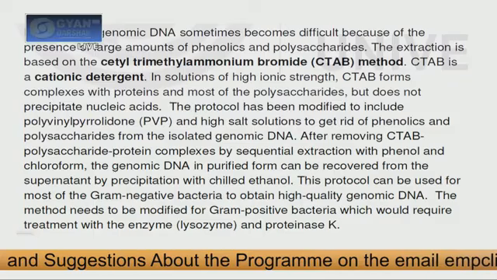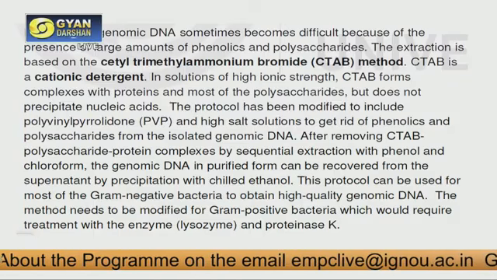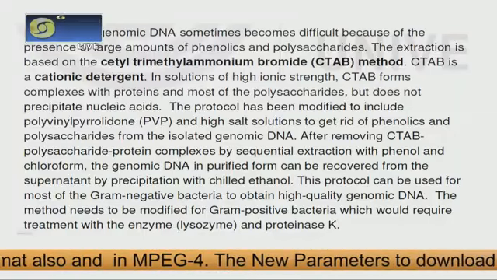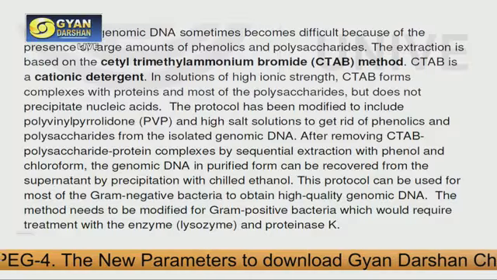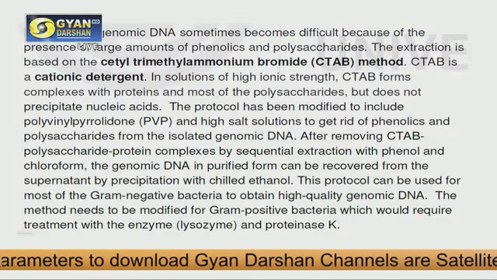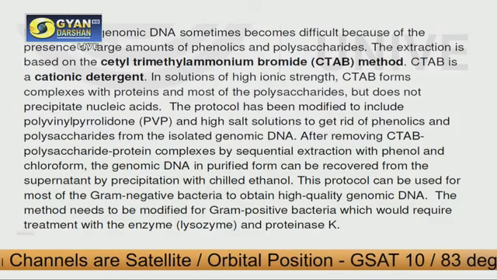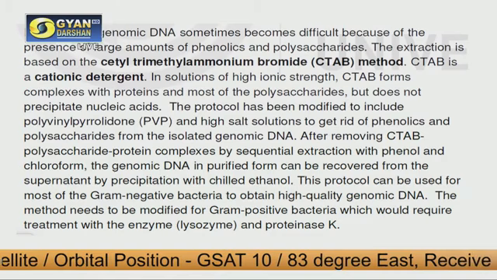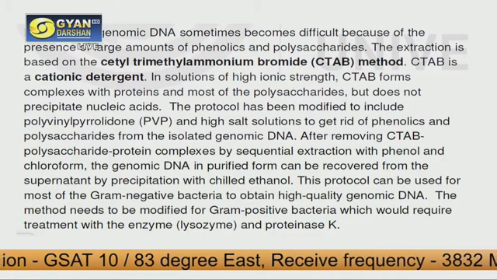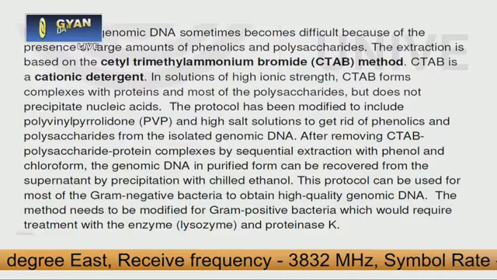Now what is the main principle? When you are isolating the genomic DNA in any system, whether in bacteria, plant or animal, we normally use one detergent. This detergent has the abbreviation CTAB, that is cetyl trimethyl ammonium bromide. This is a cationic detergent. So your lab should have this chemical. Now when you are using this CTAB in solutions of high ionic strength, CTAB forms complexes with proteins and most of the polysaccharides, but does not precipitate nucleic acids.